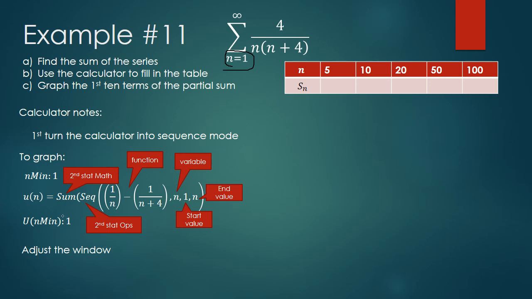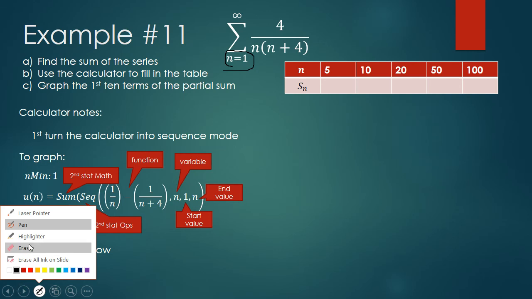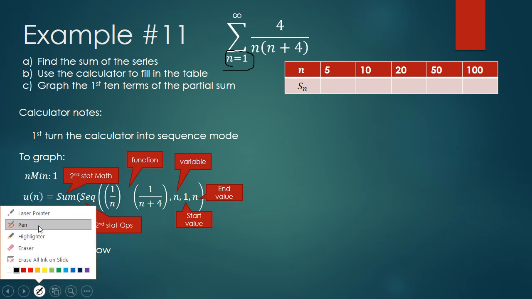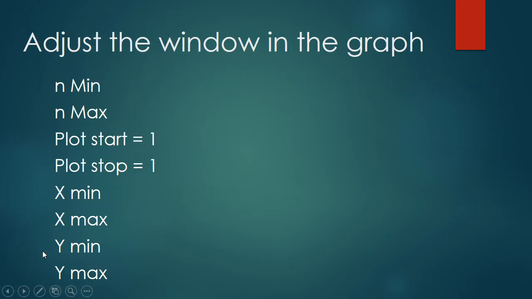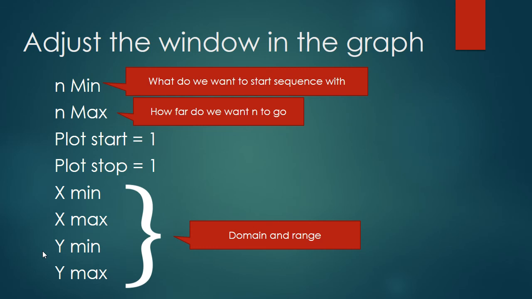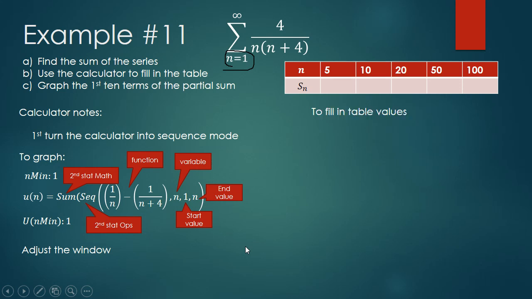And now we adjust the window. Okay, so now we adjust the window. When you press window, you'll see n min, n max. N min is where do we want the graph to start the sequence with? How far do we want n to go? The x min, x max, y min, y max are your domain and range. Okay, so you plug those in, and I'll show you what we get here in a second.